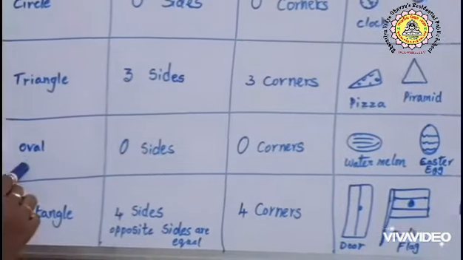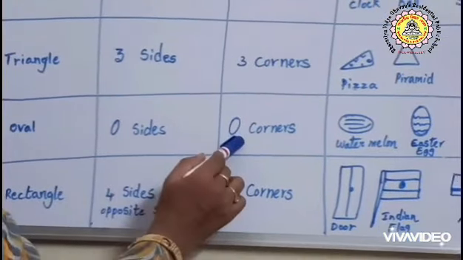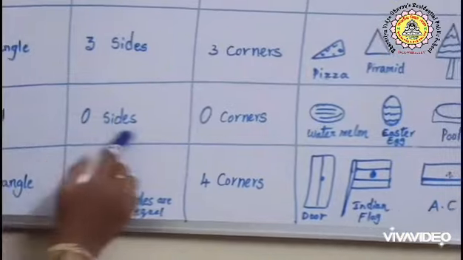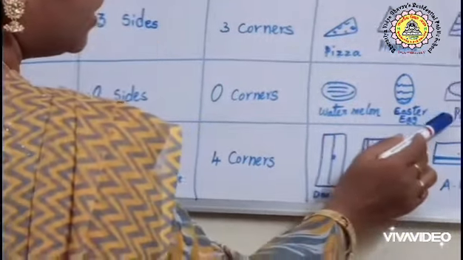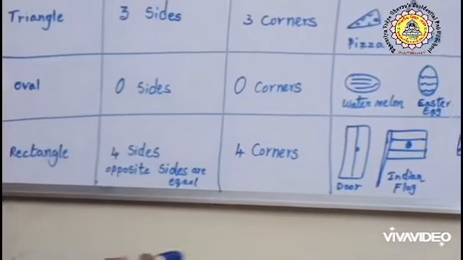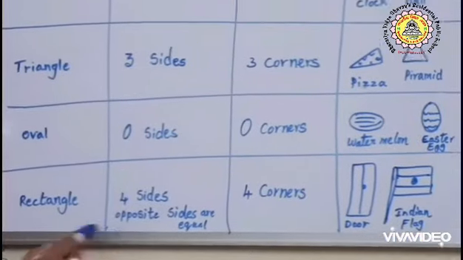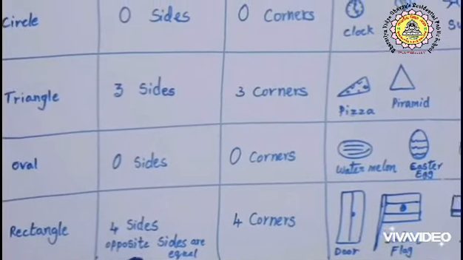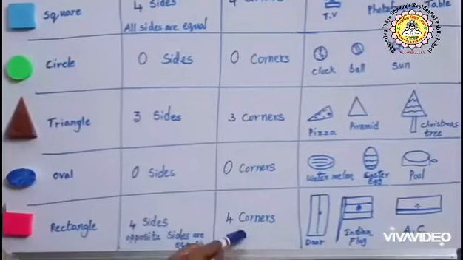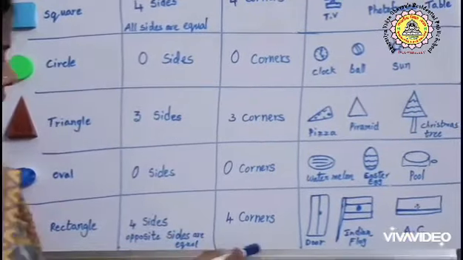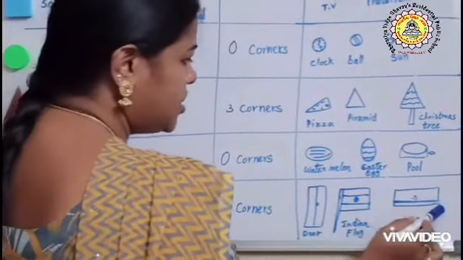Oval. Oval has 0 sides and 0 corners. Examples of oval are watermelon, Easter egg, pool. Rectangle. Rectangle has 4 sides. The opposite sides are equal. And it has 4 corners. Examples for rectangle are door, Indian flag and air conditioner, AC.